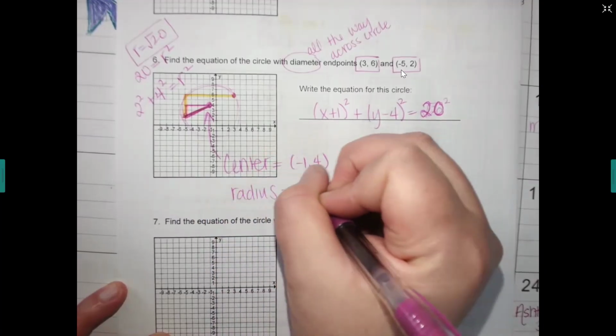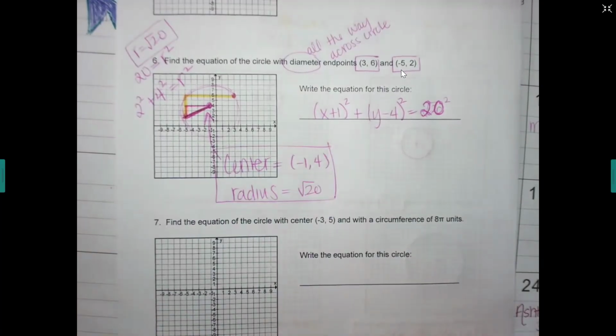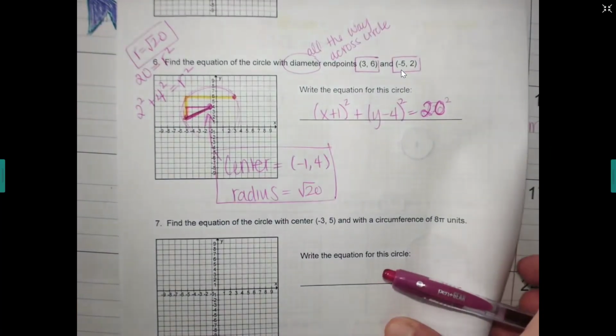Y'all kind of get the idea on that? Okay. There's one more thing we have to cover, so turn to the next page. The last thing that we're going to cover is what do you do if your equation isn't already in the parentheses format like we want it to be? Okay, so if you'll turn the page, please.